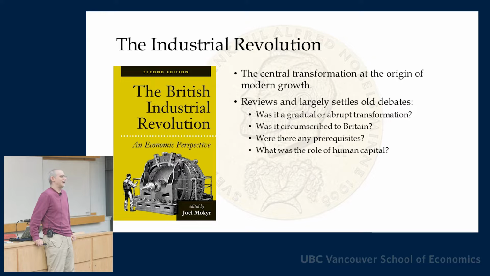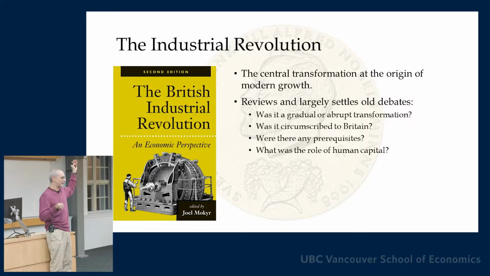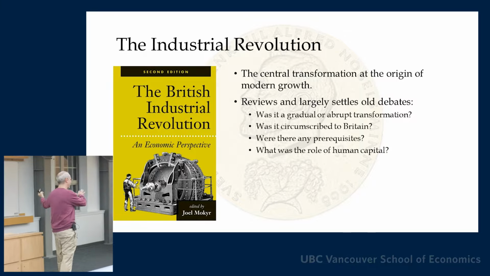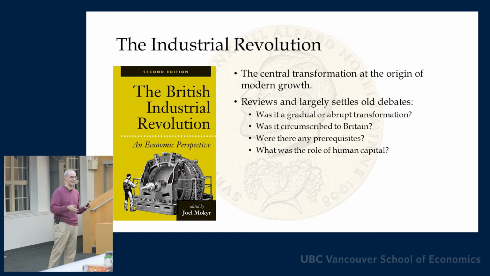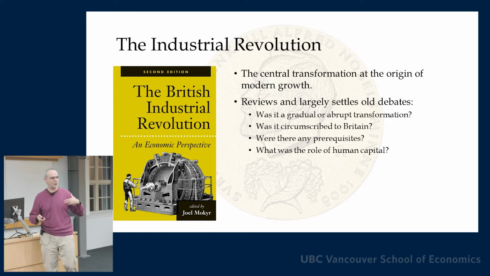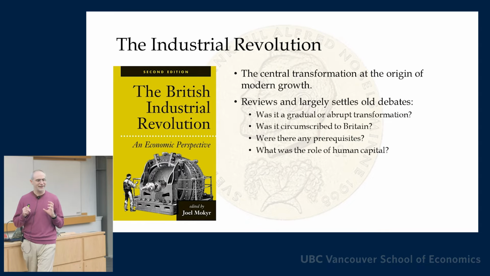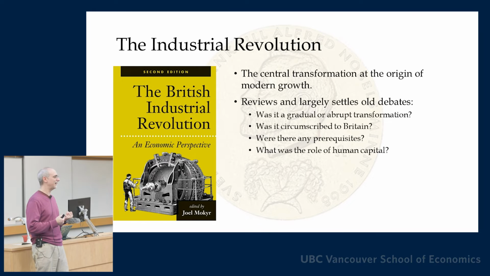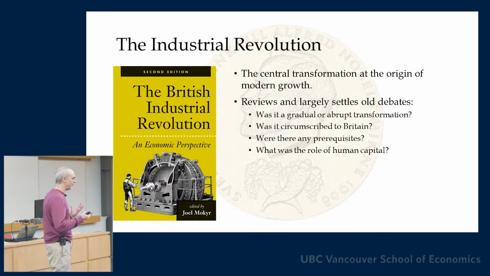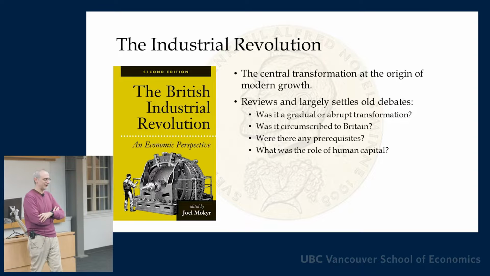We knew that the Industrial Revolution is the central transformation at the origin of economic growth. Humanity has 2 such transformations. The Neolithic Revolution, over 13,000 years ago, when we switched from being hunter-gatherers to farmers, invention of agriculture, and the Industrial Revolution, where we introduce industrial means of production with a very large increase in productivity. And so what this book does is really brings the scholarship of the Industrial Revolution into modern economic frameworks, right? And it settles some long-standing old debates, okay?